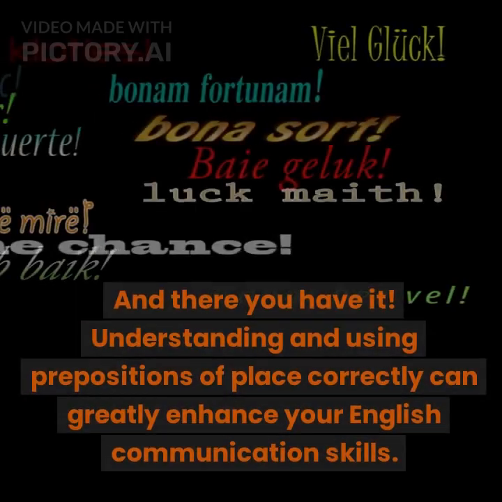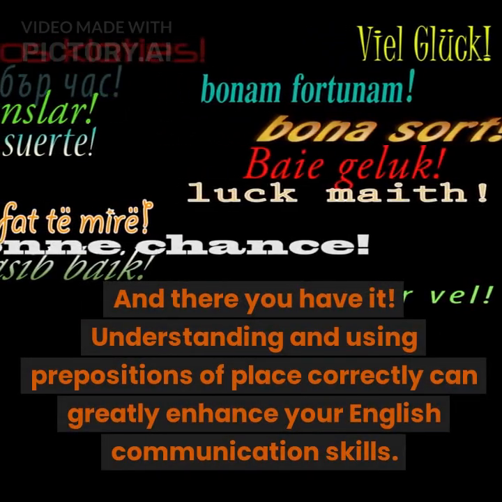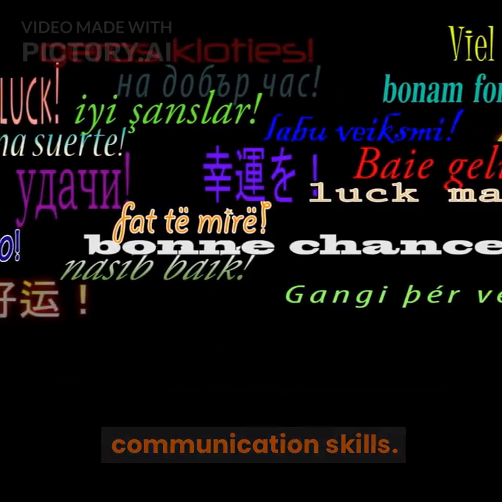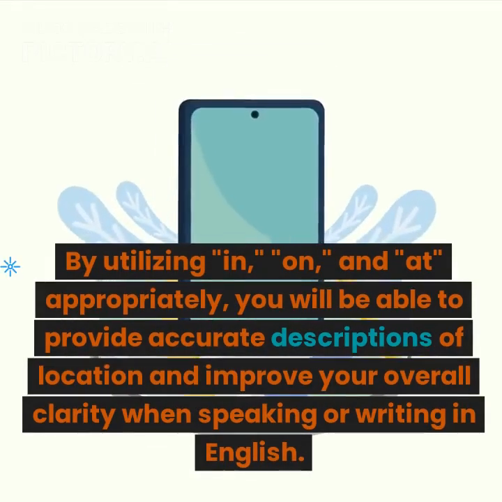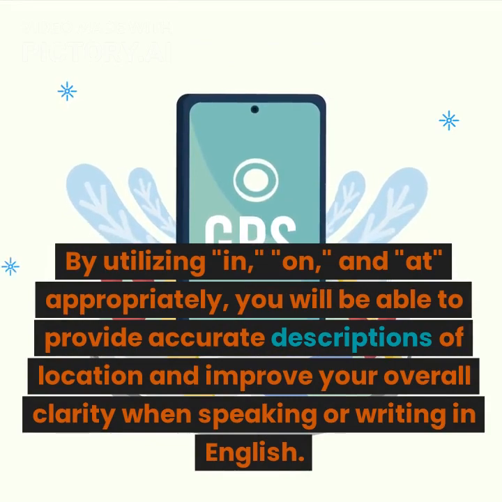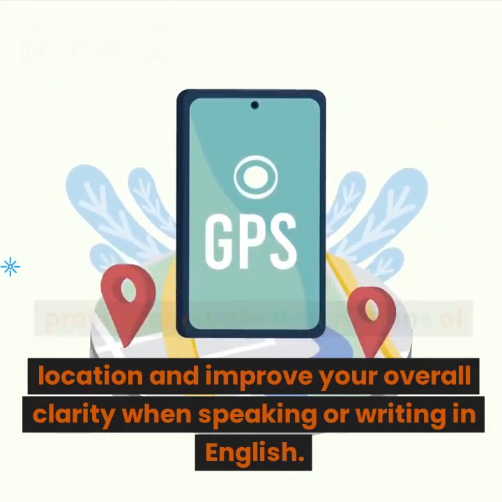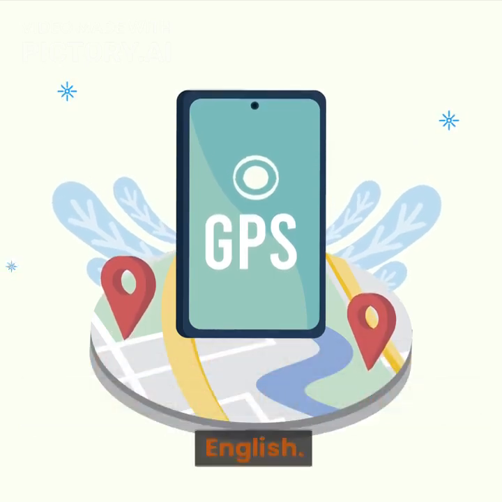Conclusion. And there you have it. Understanding and using prepositions of place correctly can greatly enhance your English communication skills. By utilizing in, on, and at appropriately, you will be able to provide accurate descriptions of location and improve your overall clarity when speaking or writing in English.